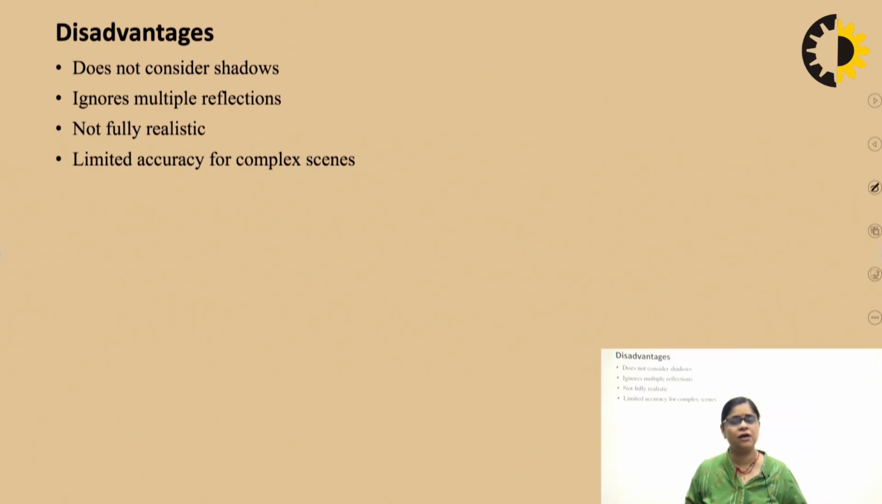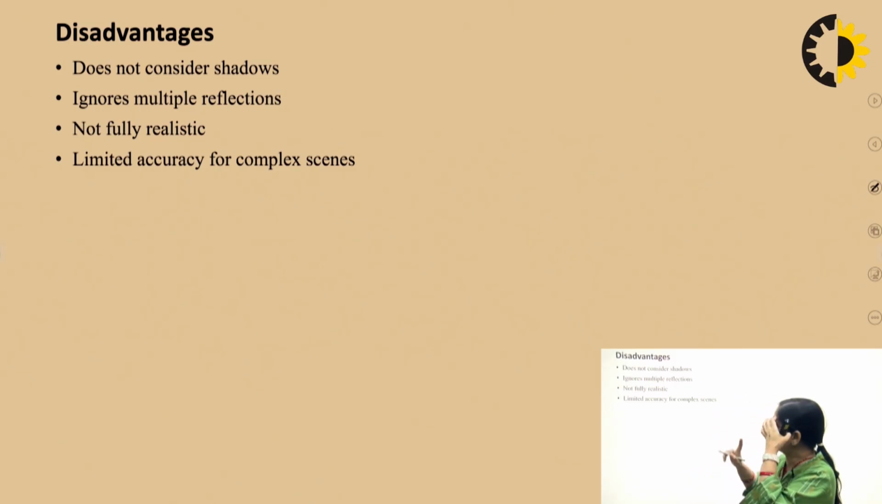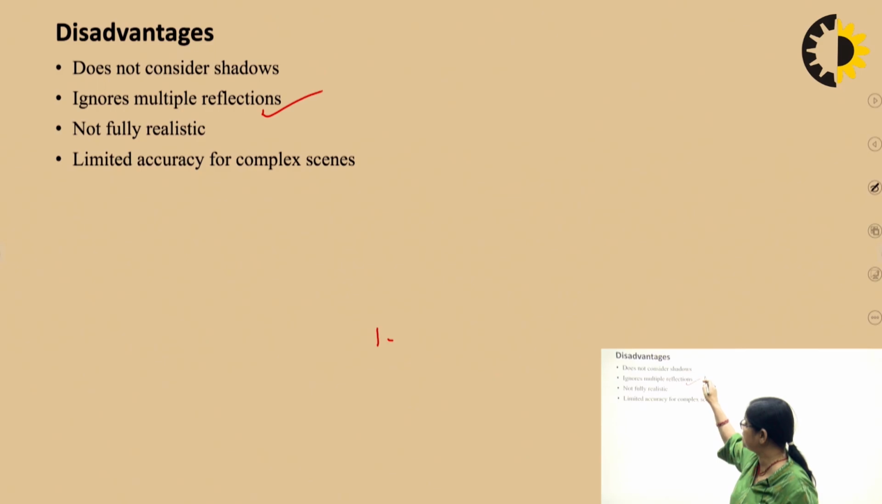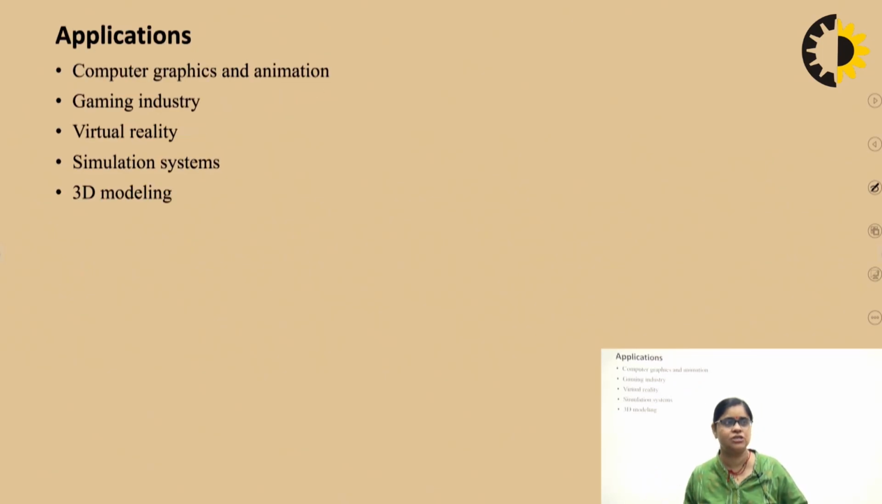And it also ignores multiple reflection. It only takes the one reflection, and it ignores the multiple reflection. And it is not fully realistic. We are not saying that it will be 100% realistic. Okay, 90% real image we will get, but 10% we are not getting it. Now, for a complex scene, there is little accuracy. That's why these are certain disadvantages for the illumination model.